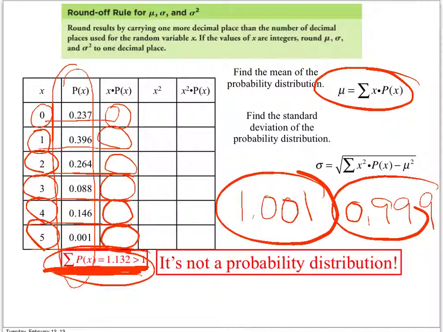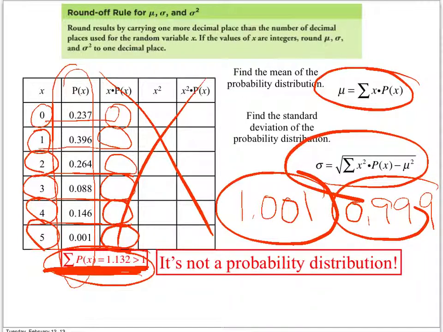So this is not even a probability distribution, therefore it makes no sense to do any of these calculations. It makes no sense to calculate a mean or a standard deviation. It's not a probability distribution.